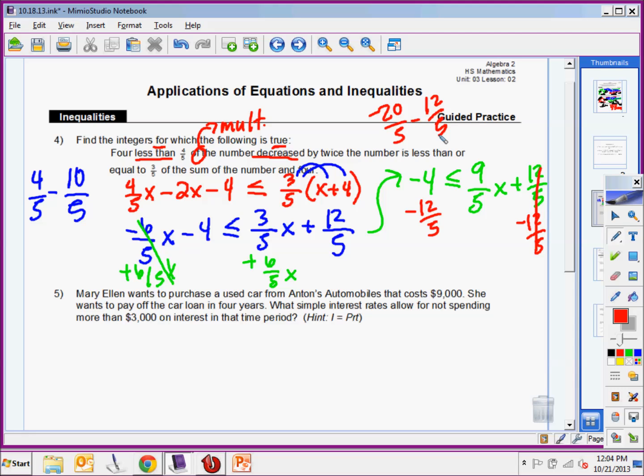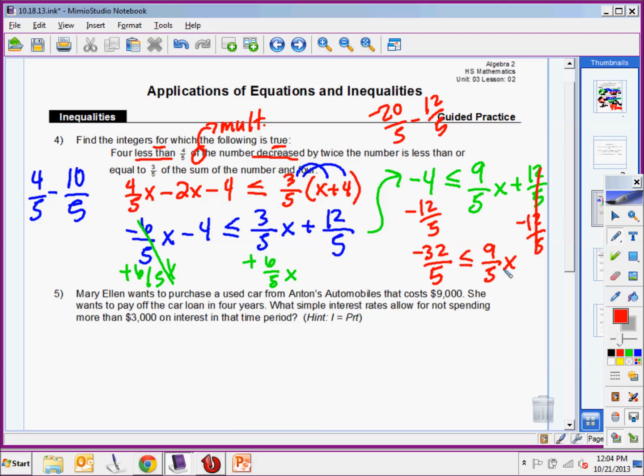Alright. And what is that? Negative 32 over 5. So I have negative 32 over 5 is less than or equal to what? 9 over 5 times x. How do I get rid of 9 over 5?